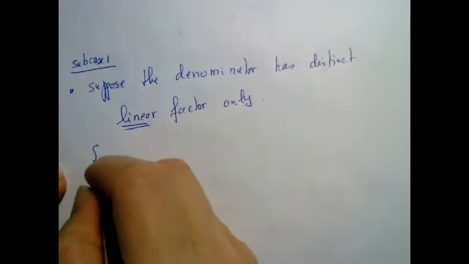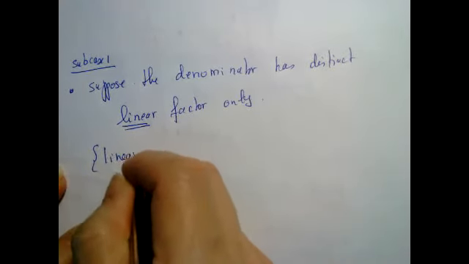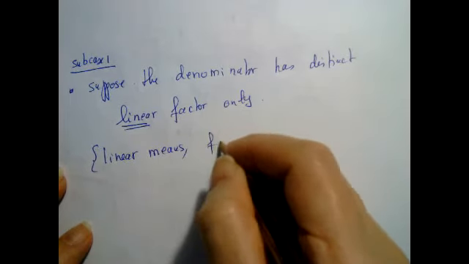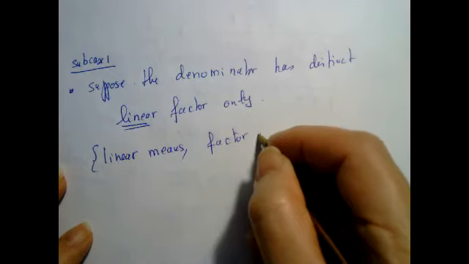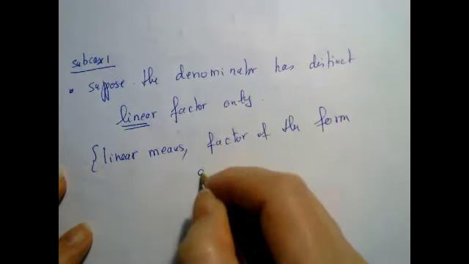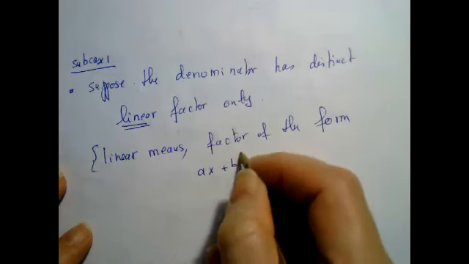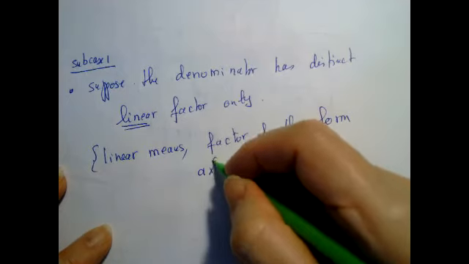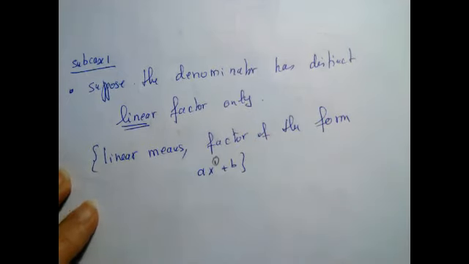Linear means a factor of the form ax plus b. It means the power of x is 1. That's what linear factor means. Then we have quadratic, which is going to be the power of x is 2. We're going to call those quadratic factors. So today, only linear factors.